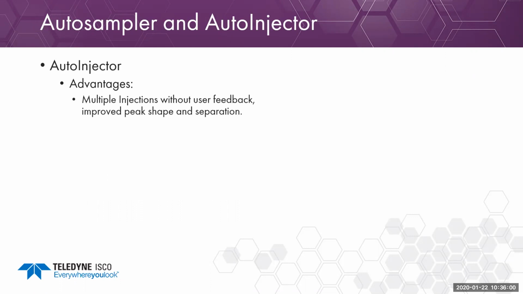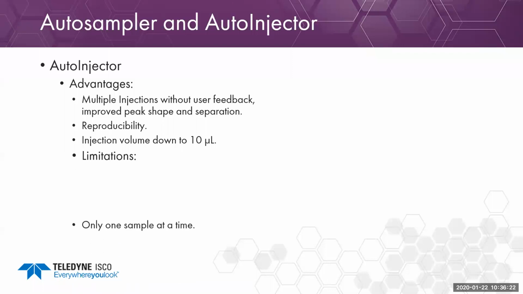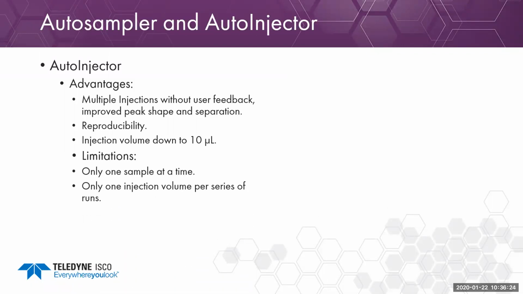So the auto injector here is a really neat feature. It allows multiple injections without having any user feedback or interaction. So you can do multiple runs sequentially. You're going to get improved peak shape and separation compared to your manual injections because it's a reproducible injection procedure. You can do injection volumes down to 10 microliters with the auto injector, and the only limitation is that you use one sample at a time.